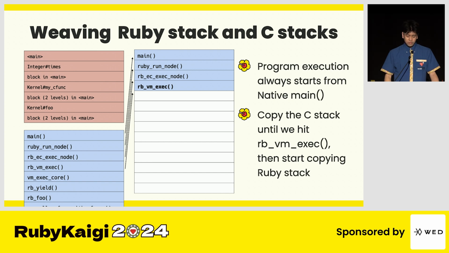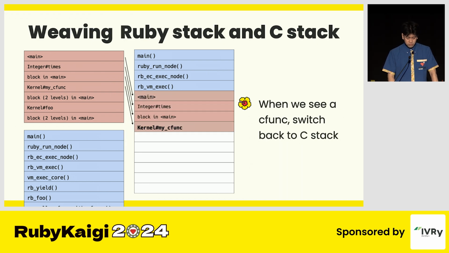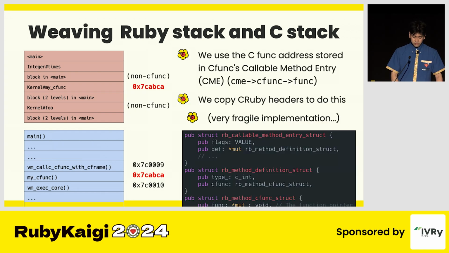So this is the algorithm. We start from copying the bottom of the C stack, which is main. And we copy the C stack until we hit rb_vm_exec, which is the function that starts the Ruby VM. This marks the start of the Ruby part. So now we can switch to start copying Ruby frames. Now, we need to switch back to C when we hit a cfunc, which is a function that is implemented in C. How do we know if a Ruby function is a cfunc?